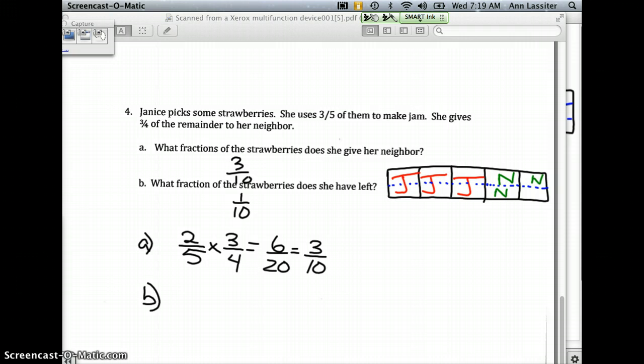And what fraction does she have left? Well, of the 2/5 that were remaining, she kept 1/4 of them, so she has 1/4 of 2/5, which is equal to 2/20, which reduces to 1/10. And again, the answers are the same as from the picture.